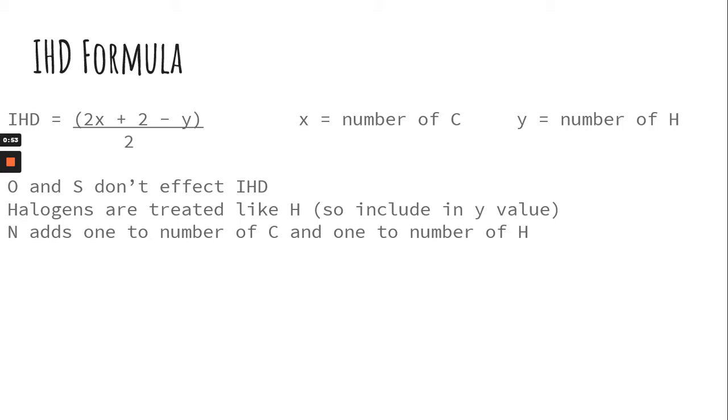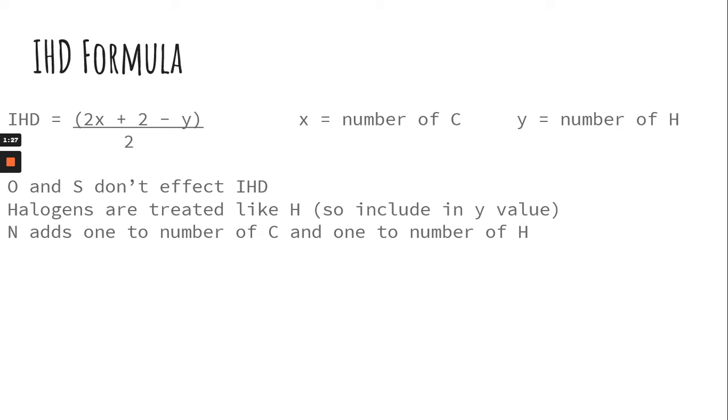A simple way of figuring out the IHD value is by using this formula, where X represents the number of carbons and Y represents the number of hydrogens. So you would do 2 times the value of carbon plus 2 minus the number of hydrogens, and then divide it by 2 because hydrogen is a diatomic. Now, if in the molecule there's oxygens or sulfurs, they don't affect the IHD value.